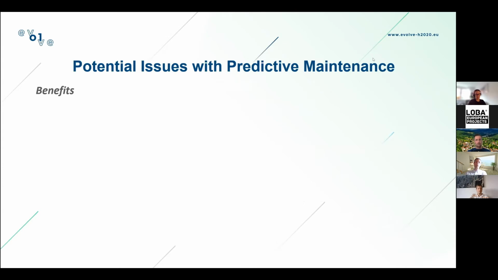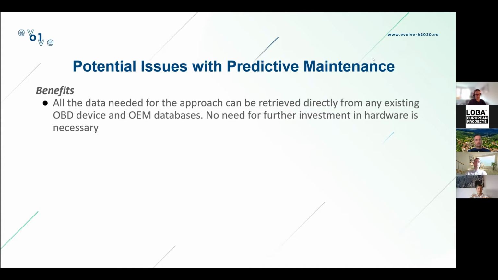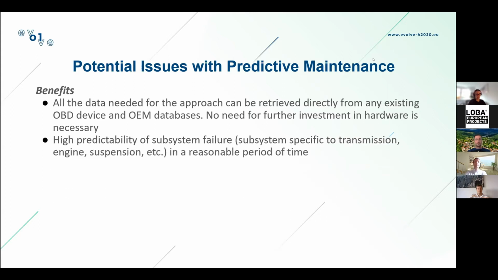The benefit of this kind of predictive maintenance based on DTC codes is basically that all the data needed for the approach is already available, and can be retrieved from garages or from OEMs or aftermarket providers, together with an OBD device. So there's no need for additional hardware or additional investment. There is a high predictability of system sub-failures, such as I said, transmission, engine, suspension, in a reasonable period of time. And it's the easiest and the cheapest one.